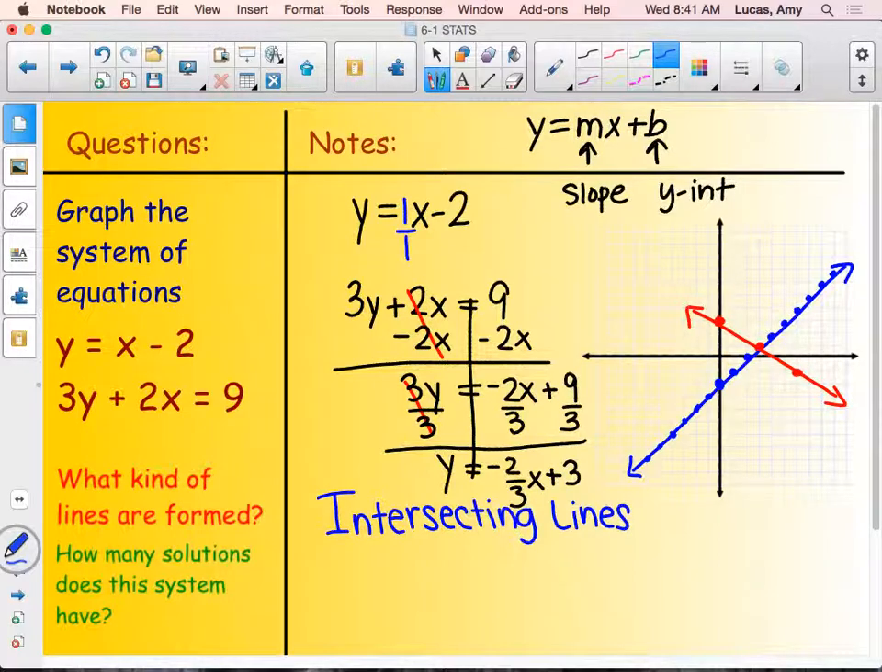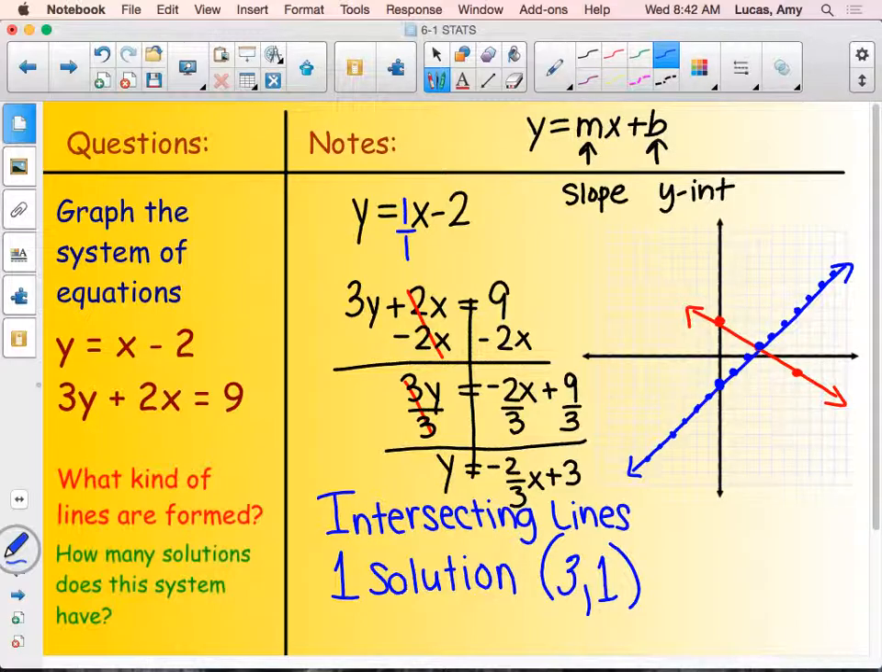And then how many solutions does it have? It has one solution. Intersecting lines cross once, one solution, and that solution is the point right here, so it is 3, 1. So they intersect at 3, 1. So intersecting lines means that the lines cross. They cross once, so that gives us one solution, and then I have to name that solution as an ordered pair. The point where they cross is 3, 1.